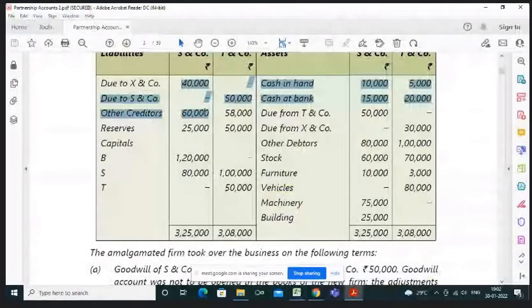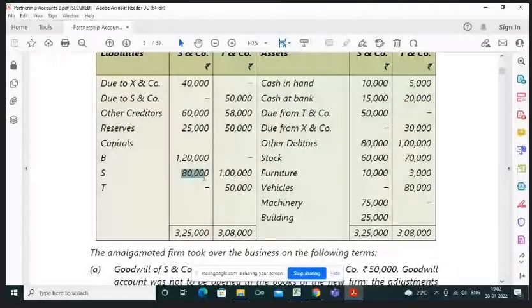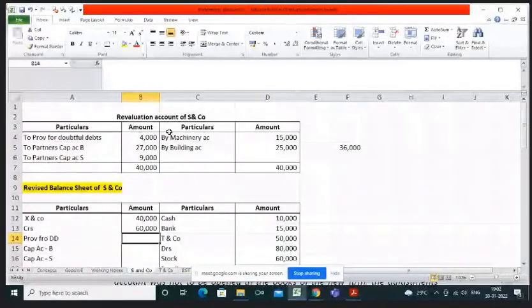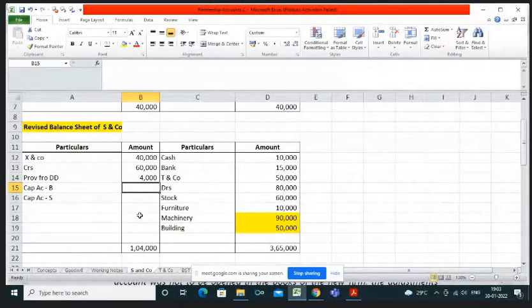So that is the difference between the balance sheet given in the question and the balance sheet which I have prepared. I am highlighting the changes where it is changing. Here it is changing. Then on the liability side, due to X and Co 40,000. That will not change. So 40,000 is the liability. Then creditors here.